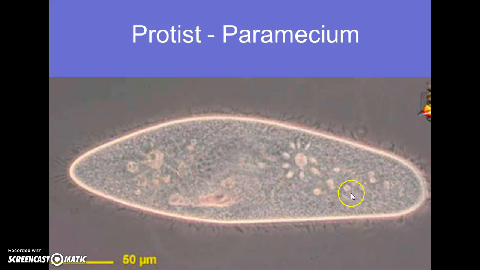These are food vacuoles here. The mouth of the paramecium is right in here, and as food gets trapped, it gets trapped in a vacuole, and then it's stored so that it can later get digested.